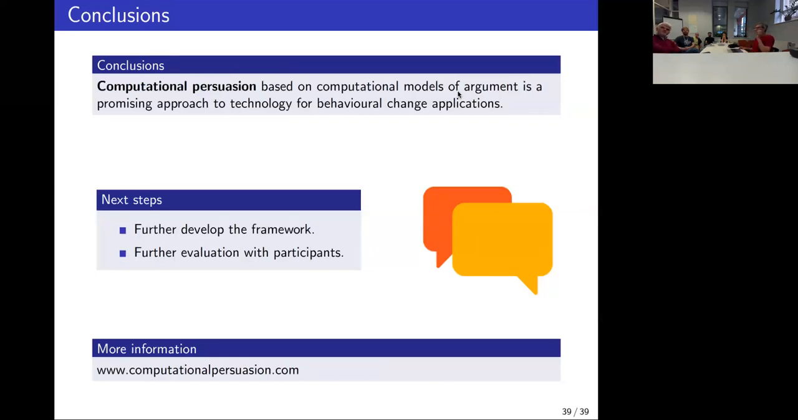So the conclusions are computational persuasion based on computational models of argument, which is this subfield of AI. And I claim that it's a promising approach to developing technology for behaviour change. We're continuing to work on the framework, so we're looking more at strategic dialogues. Currently we're just using abstract argumentation, but I'm very interested in more structured arguments.